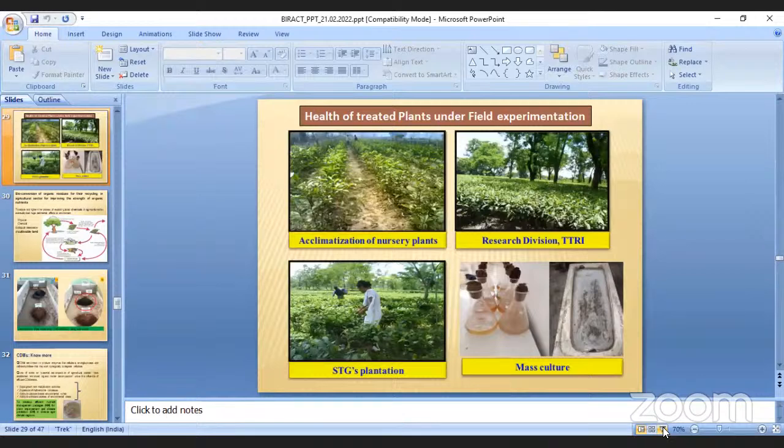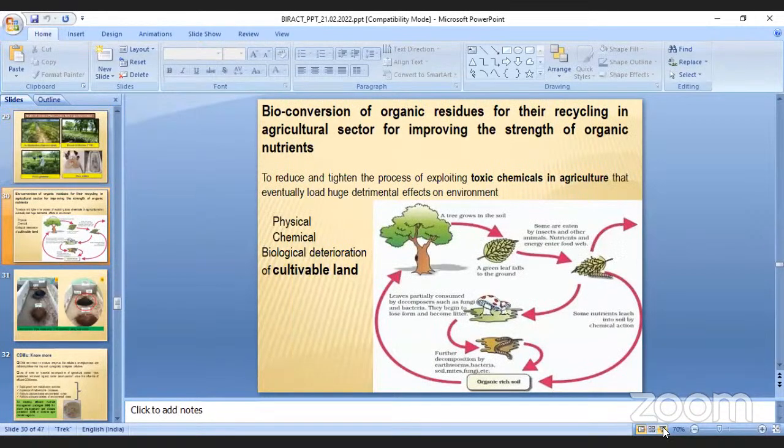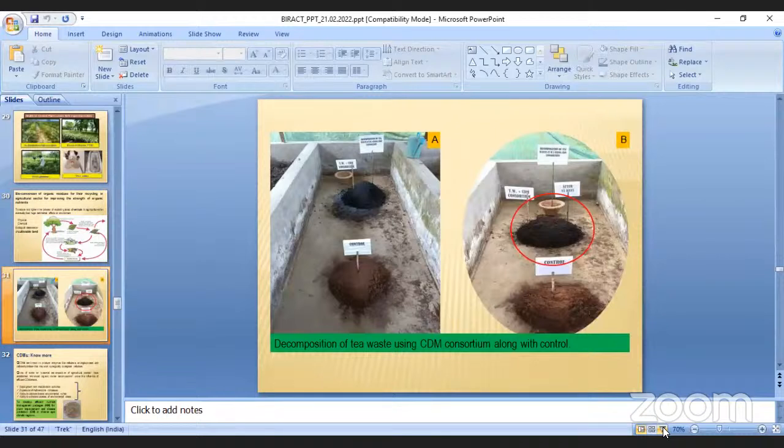We are also doing their mass culture in large pits and conical flasks, and then supplying them for cultivation systems. Bioconversion of organic residues or different kinds of agro wastes for recycling in the agricultural sector is very important nowadays, to reduce the load of chemicals and to protect the plants from diverse kinds of pests and diseases. Besides that, it strengthens the technology of sustainability in agricultural systems. So this approach is basically reducing the load of toxic chemicals.